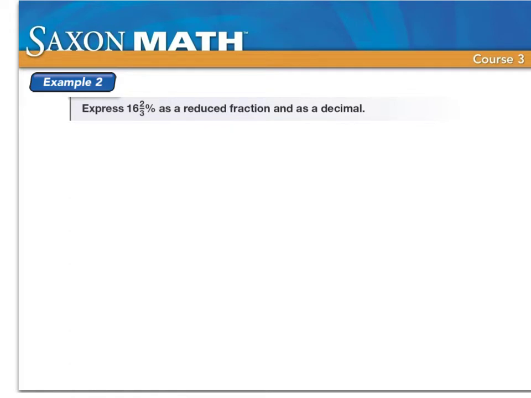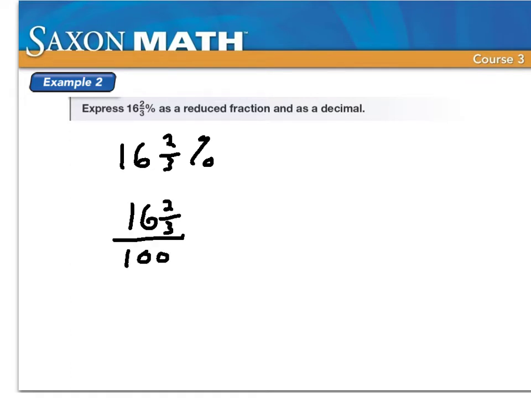Okay, example 2 says express 16 2/3% as a reduced fraction and a decimal. Well, remember, we got 16 2/3%. Remember when we learned about percents, we said percent literally means out of 100. So this is the same as 16 2/3 out of 100. Okay, now this looks funny, but whenever we mean out of 100, that's the same as dividing by 100. Okay, so we can take 16 2/3, and since it's over 100, that means divided by 100.